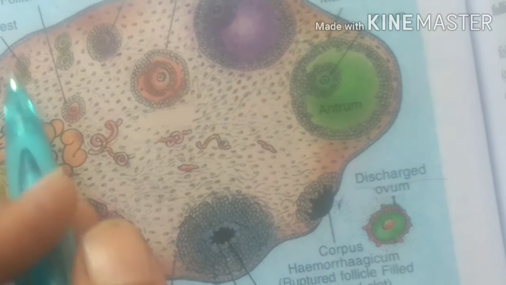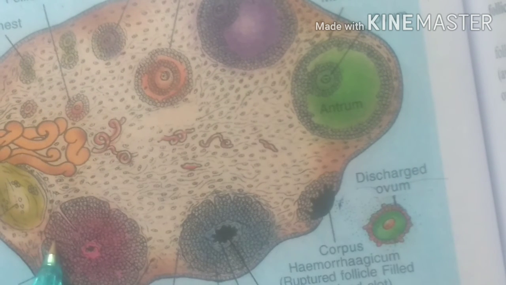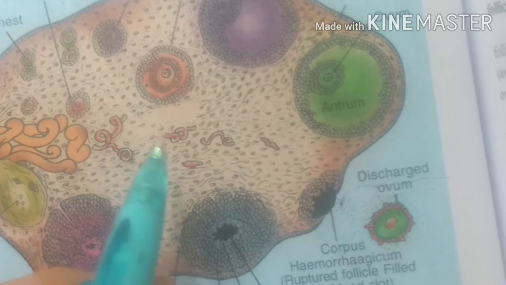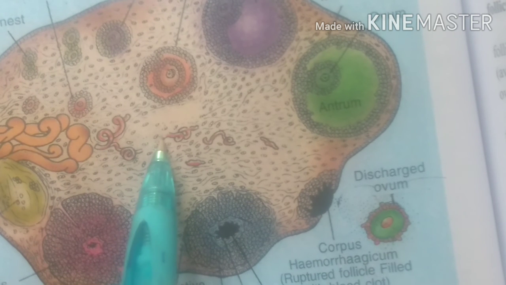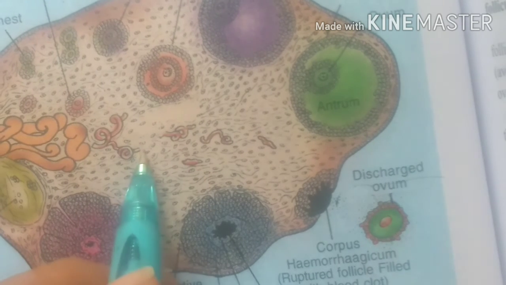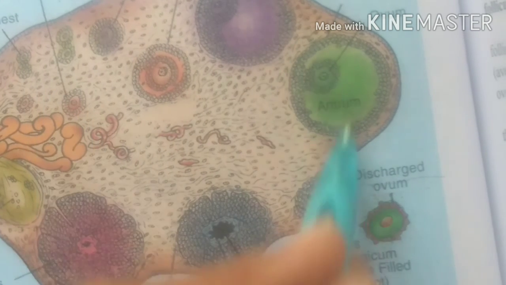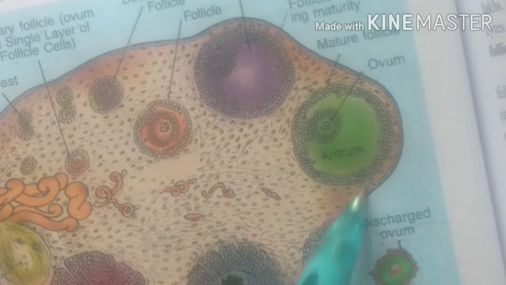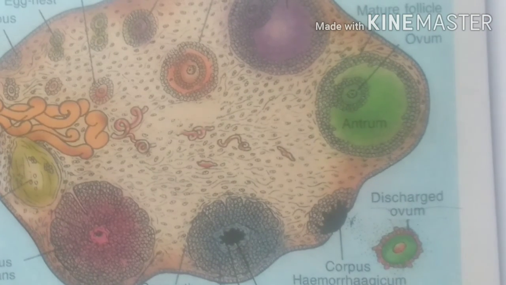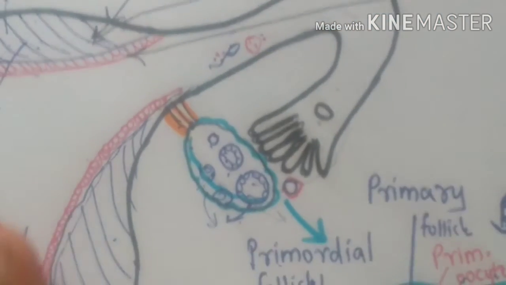You can see this outer part of the ovary is called the cortex. The cortex of the ovary contains follicles. The inner part of the ovary is called the medulla, and the medulla contains mainly blood vessels and lymph tissues, while follicles are present in the cortex region, and this is the germinal epithelium of the ovary. From the germinal epithelium, the ovum is produced in the follicle, at the time of her birth.